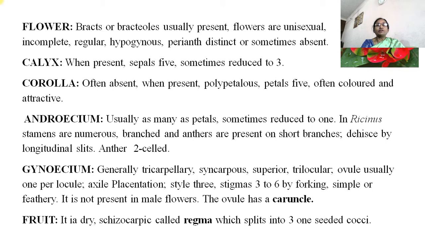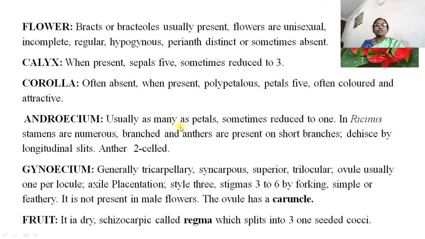Flower: bracts or bracteoles usually present. Flowers are unisexual, incomplete. Incomplete means all the four whorls are not present in a single flower, that's why they are incomplete. Then regular means actinomorphic. Hypogynous means having a superior ovary. Perianth distinct or sometimes absent. There are also four whorls. Calyx, when present, sepals 5, sometimes reduced to 3. Corolla often absent, when present then polypetalous, petals 5, often colored and attractive.